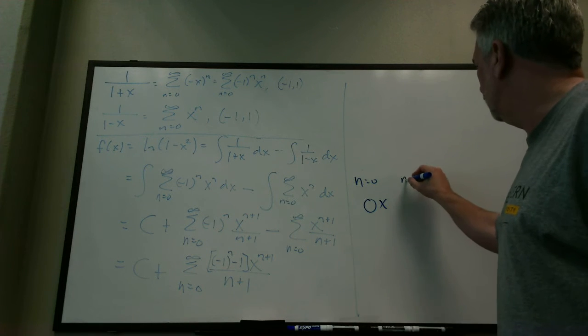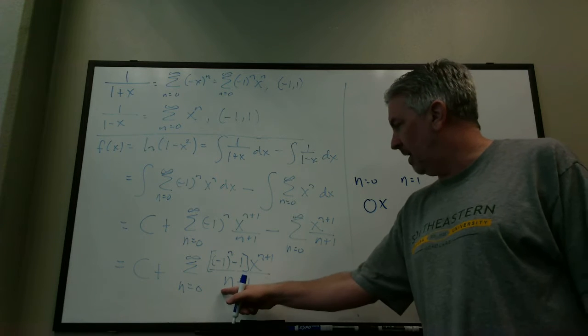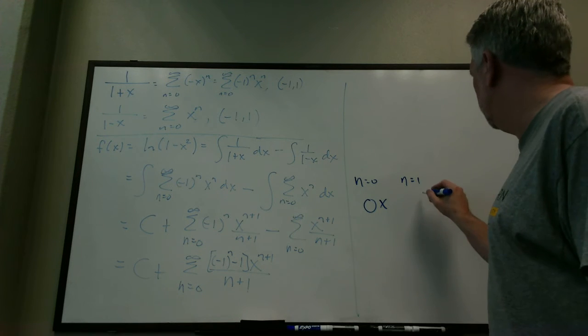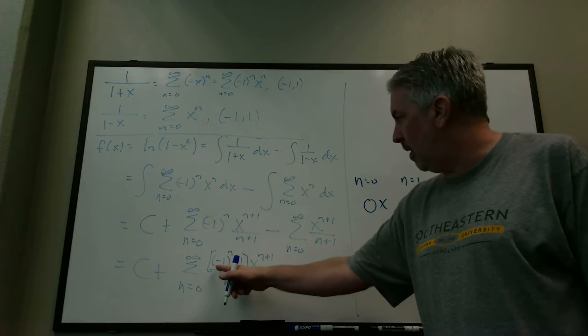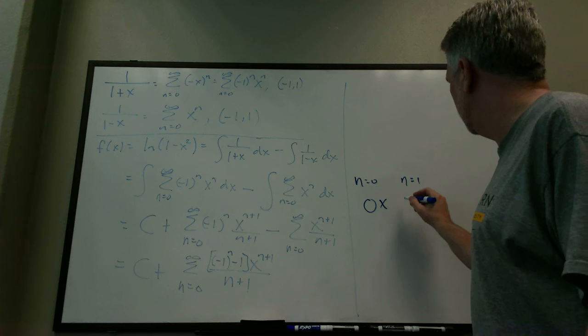Now, what about when n is 1? When n is 1, I get a 2. I have an x squared over 2. And when n is 1, we get negative 1 to the first, minus 1 is negative 2.